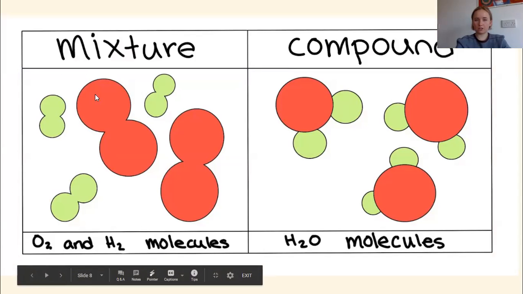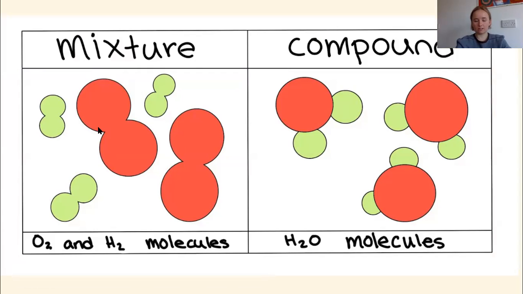Okay, so the picture on the left is a mixture and the picture on the right is a compound. Hopefully you got that correct. The mixture is a mixture because we can see that the red molecules and the yellowy green molecules are not chemically joined together. We could easily separate them out by picking them out from each other.